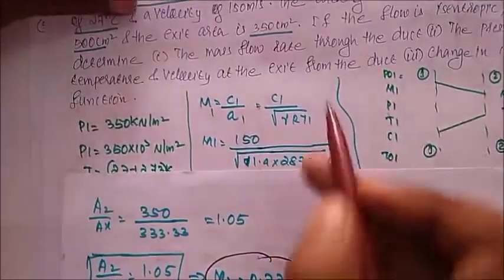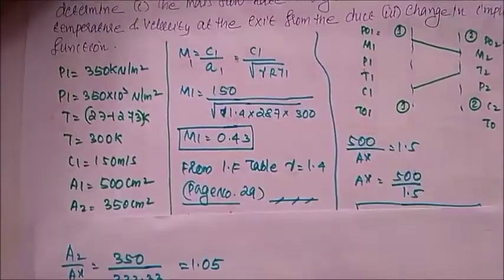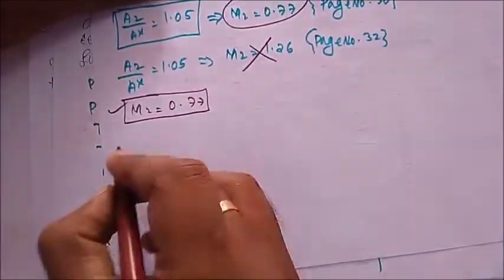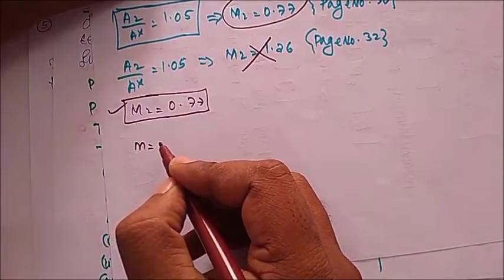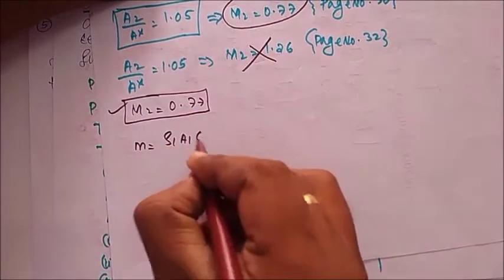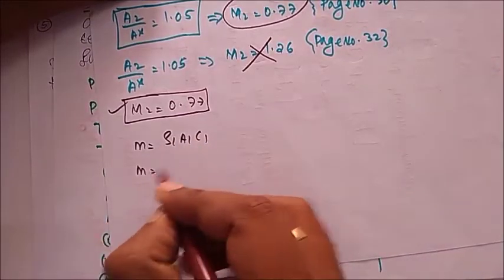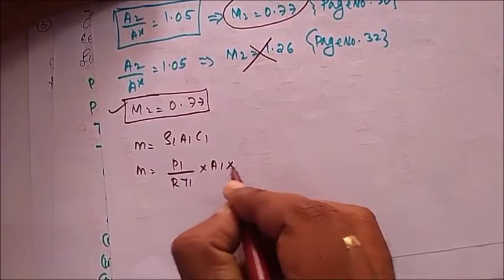Next, we have to find out the mass flow rate. Inlet conditions are given. Therefore, mass flow rate m is equal to what is the value? That is rho 1 A1 C1, the rho AC formula, that is rho 1 A1 C1 or rho 2 A2 C2. So m is equal to rho 1, which is P1 divided by RT1, into A1 into C1.